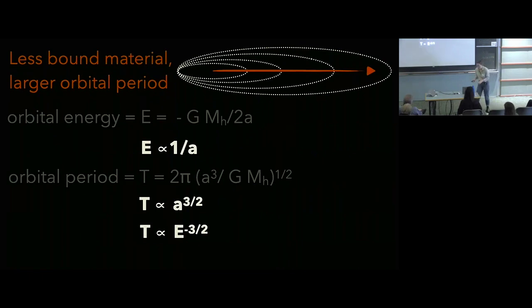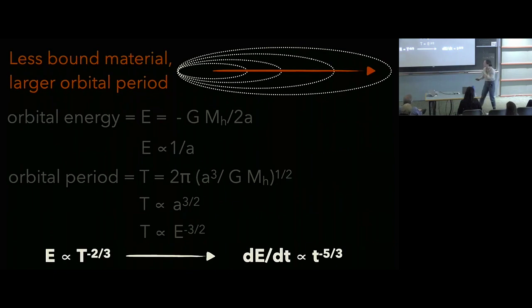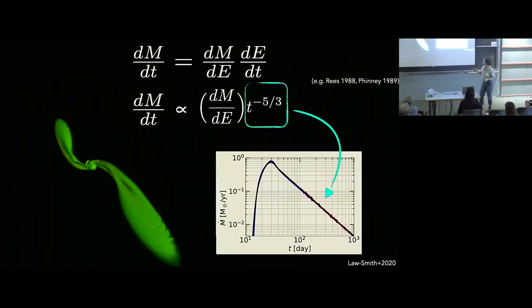From that, we can calculate the relationship between orbital energy and time, because it's going to be the same dependence as it is on orbital period. So we basically flip this relation around, get orbital energy in terms of period, and take the derivative. It's a power law, so it's a pretty easy derivative to take. You get this t to the minus 5/3 relation. So what we would expect from this disruption is that if the mass energy distribution in the debris doesn't change that much, the mass fallback rate should follow a t to the minus 5/3 power law.